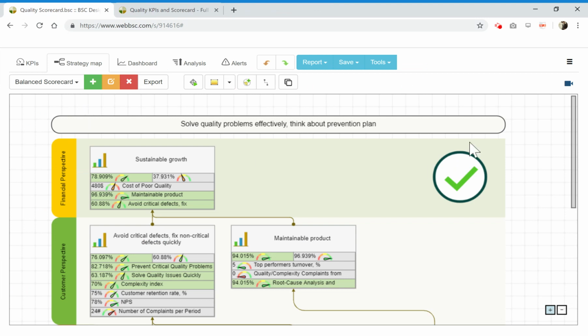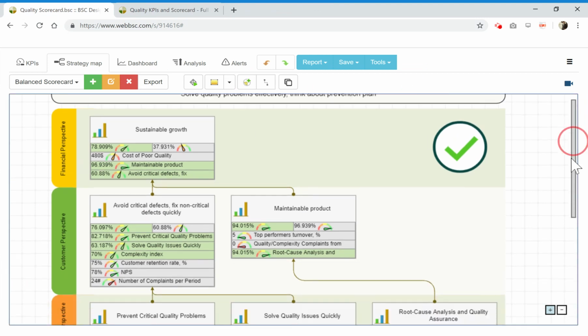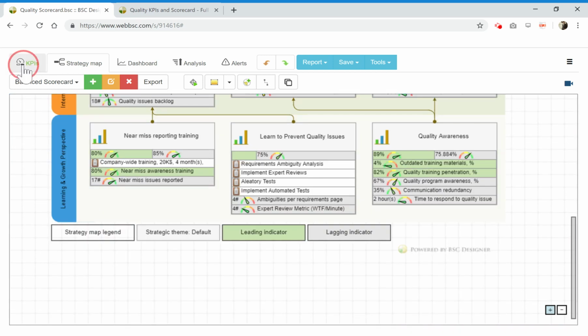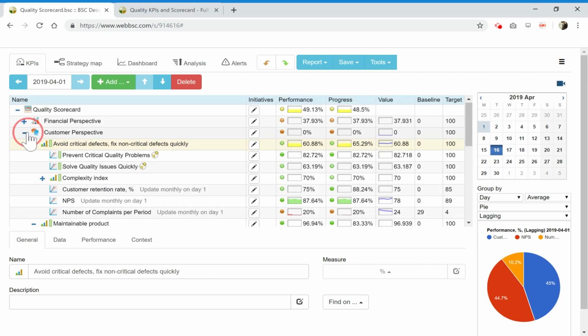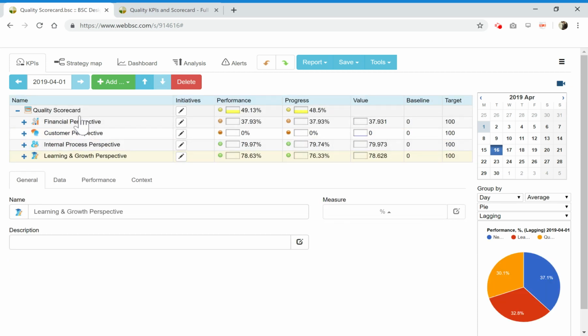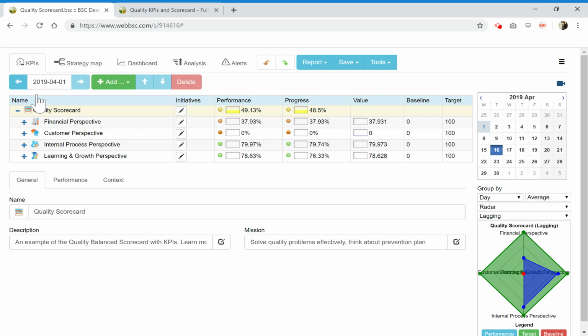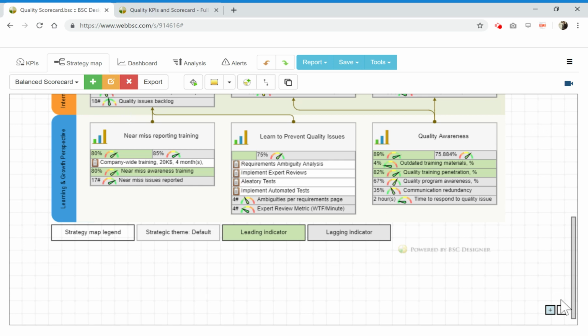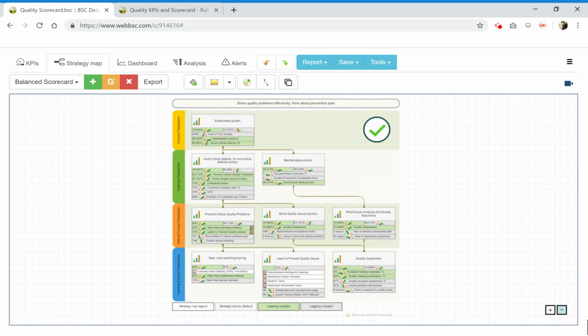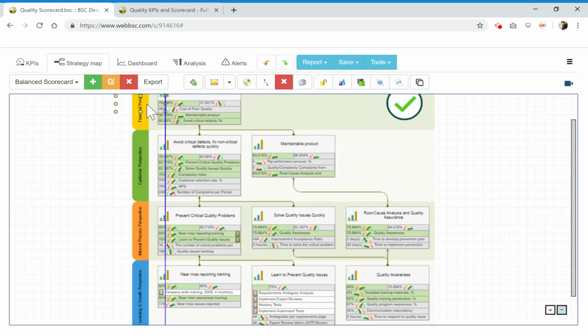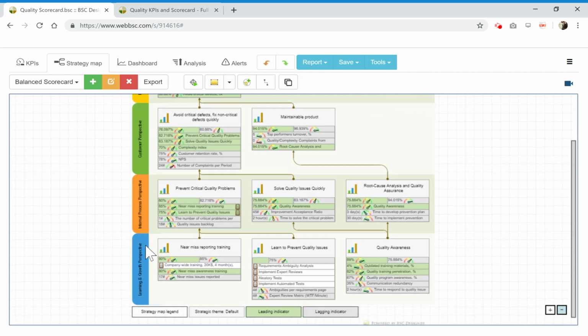Okay, so let's start with the strategy map. First of all, this strategy map is automatically generated from the data that I have here on the KPIs tab. So I will be switching back and forth to comment on some of the ideas. For now, on the KPIs tab, we have four perspectives that are reflected on this strategy map. If I minimize it, you will see it. We have the financial perspective, customer perspective, internal processes perspective, and finally learning and growth perspective.